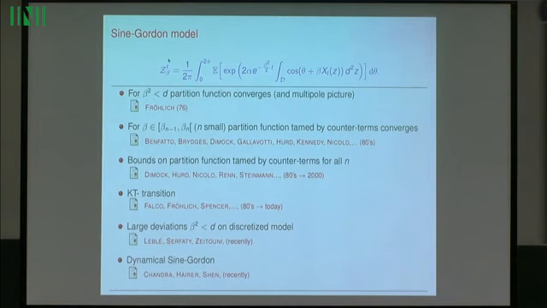Then there are other papers on the topic that are not related to my talk, but I mention them all the same. There are a few papers about the Kosterlitz-Thouless transition by Falco, Fröhlich, and Spencer. There's been a paper recently on large deviations for a discretized version of this model by Leblé, Serfaty, and Zeitouni, with a contribution of Wu. And more recently, there's been an approach to this model by the dynamical Sine-Gordon model, by Hairer, Chandra and Martin. Basically, you construct dynamics for which the invariant measure is given by the model I'm studying here.